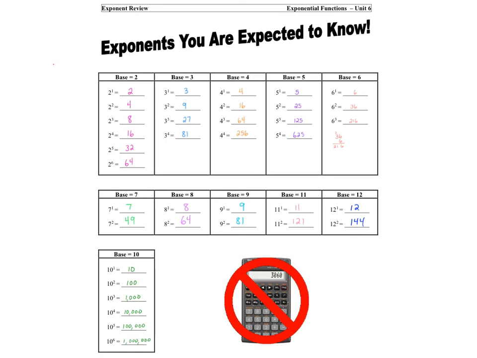So the question might be asking you for the base, it might be asking you for the exponent, or it might be asking you for the answer.